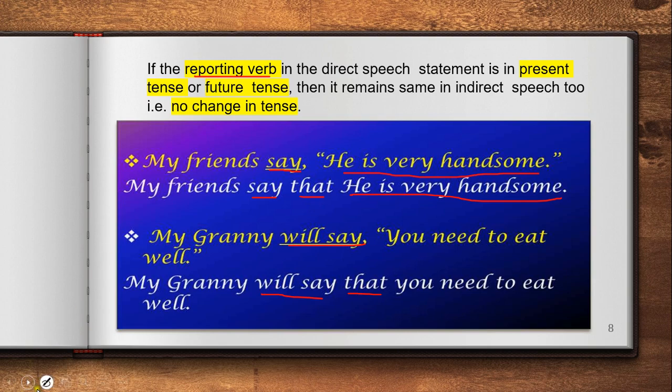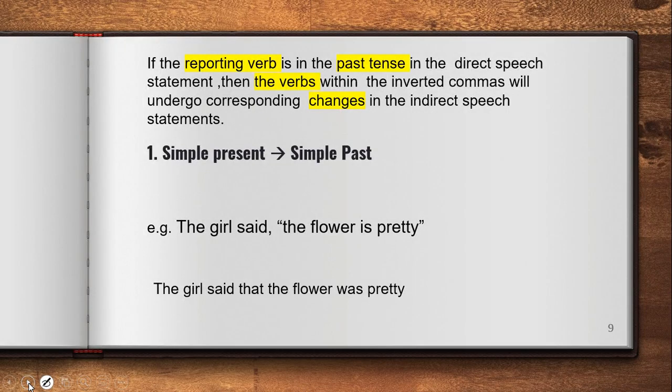Okay, let's take a look at number one, the simple present tense. So in here, guys, there's some changing that you have to know. If the reporting verb is in the past tense in the direct speech, the verb within the inverted commas will undergo corresponding changes in the indirect speech. If you want to make direct speech in the simple present tense, you have to change it into the simple past tense.